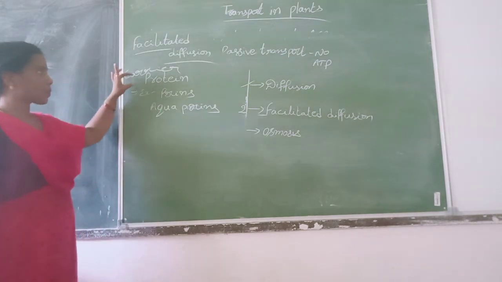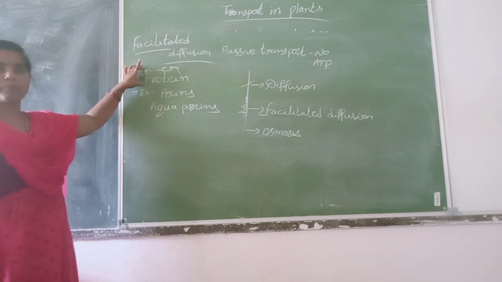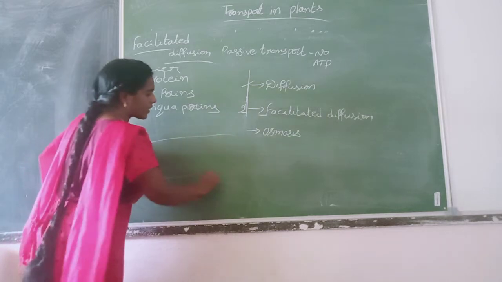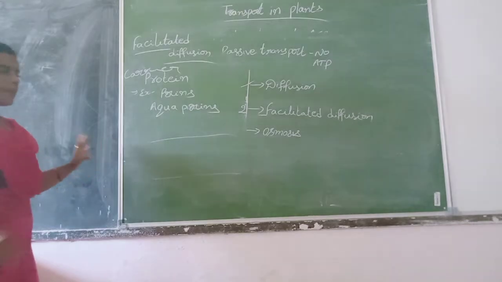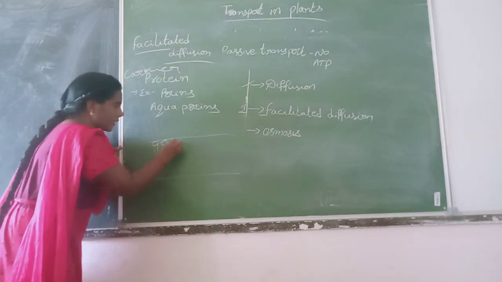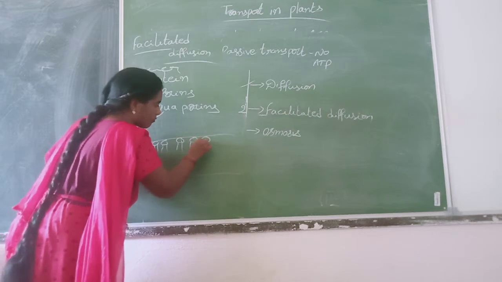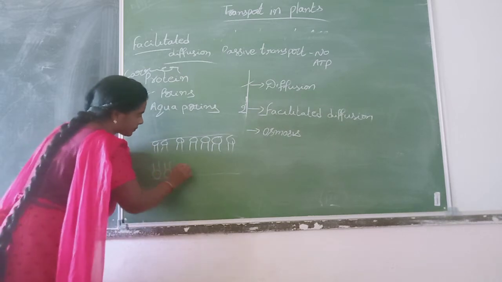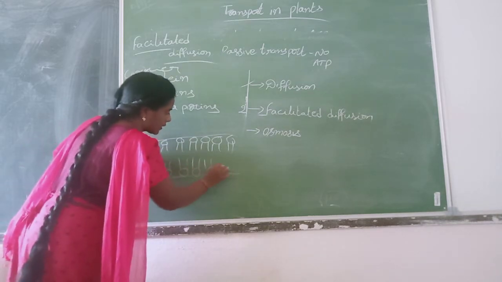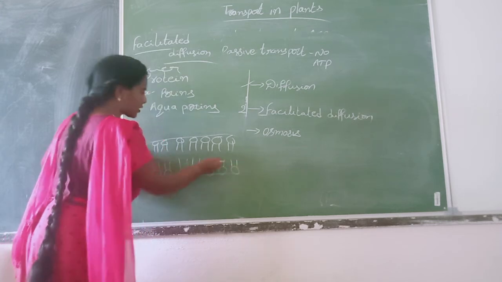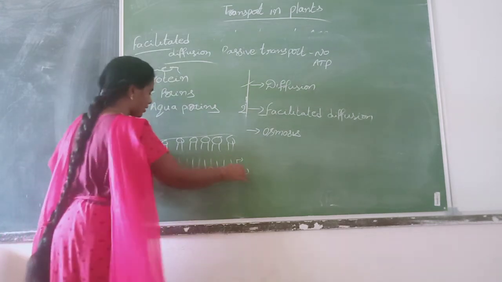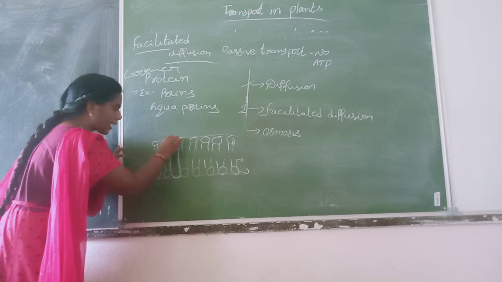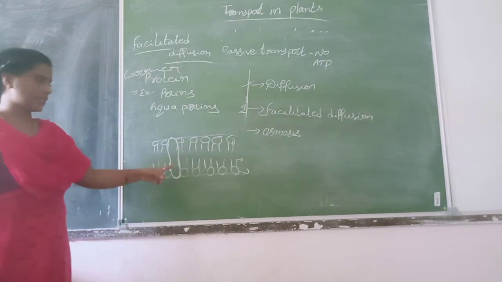Okay. How are these carrier proteins helpful for the diffusion process or transporting substances? Simply, here we will go to the structure of a plasma membrane. The plasma membrane is a bilayer in which lipid molecules are arranged, with tail parts towards the inner side, and this is the head portion. And a few protein molecules are embedded in between the lipids.